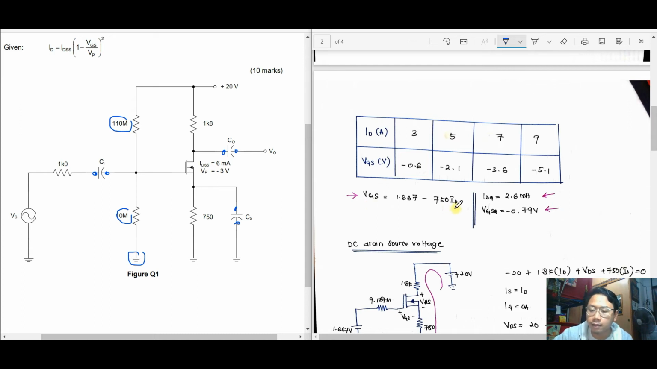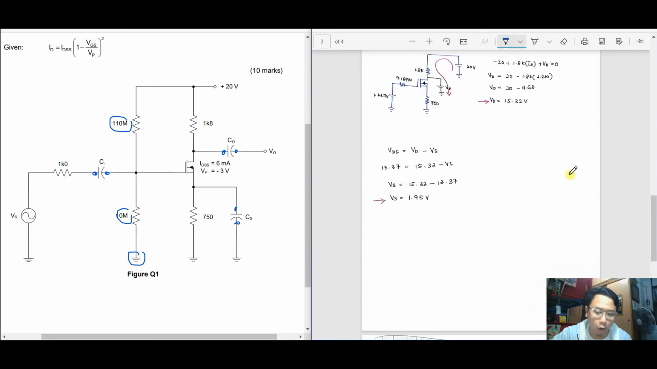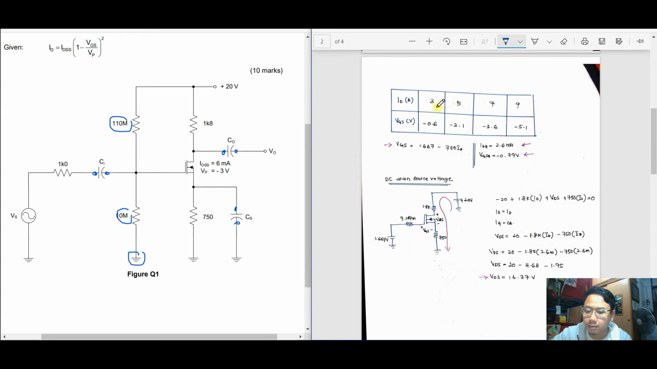So, the value of ID we will obtain from the graph before. From this graph, we just choose 3 or 4 points of ID that we will enter in the table. In this case, I choose the values of 3 milliampere, 5 milliampere, 7 and 9 milliampere. And then we enter them in the equation and this table, to find the value of VGS.